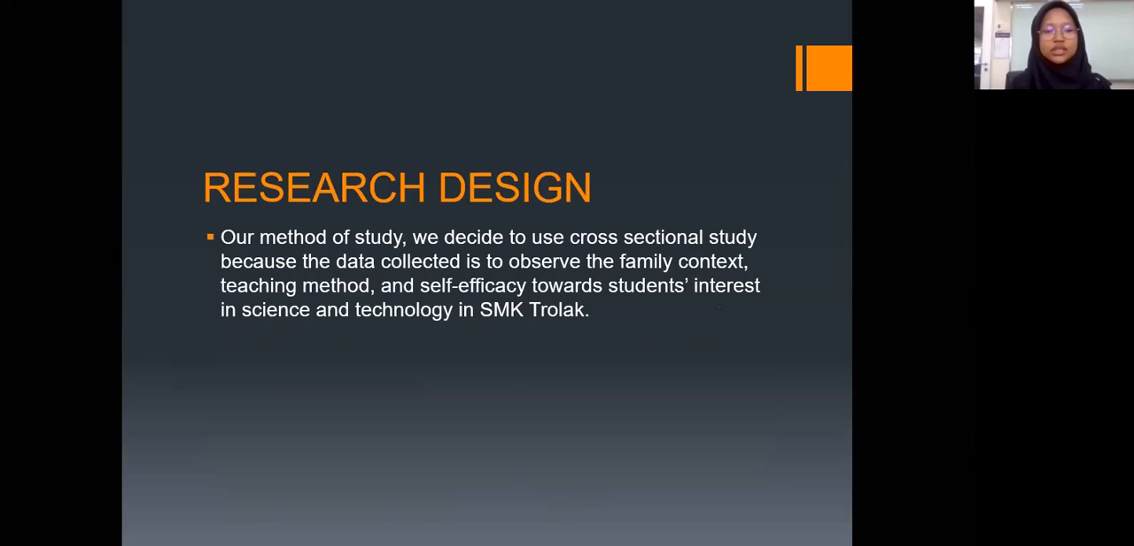For our research design, we decided to use a cross-sectional study because the data collected is to observe the family context, teaching method, and self-efficacy towards students' interest in science and technology in SMK TROLAK.